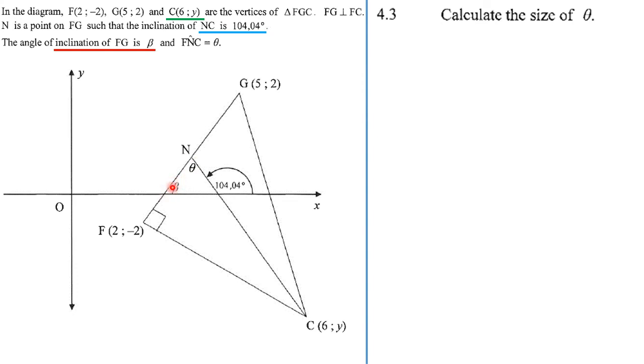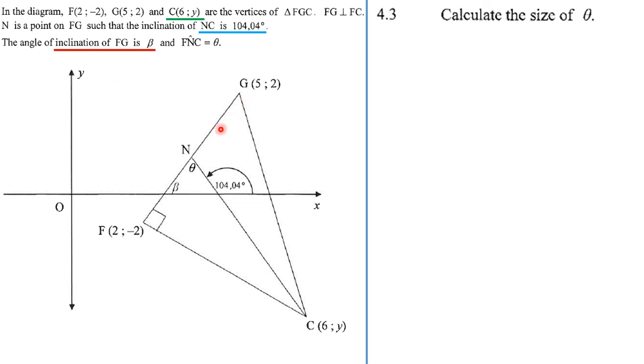We don't want to solve anything simultaneously. What we want is a one variable equation, a theta variable equation. Now, the question is: is it possible to determine beta? Yes, because I said this is significant. We are given that beta is the inclination of FG.